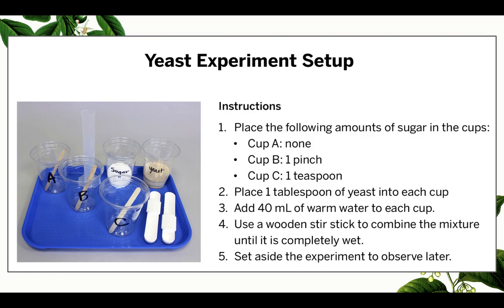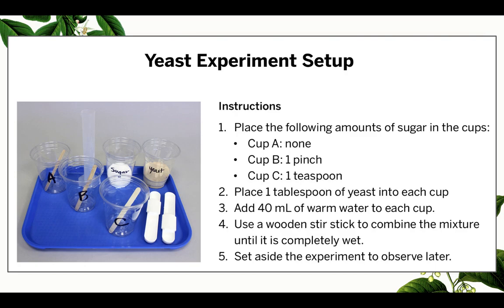The second step will be to place a tablespoon of yeast into each cup. Then I will add 40 milliliters of warm water to each cup, and then I will stir to combine the mixture until it's completely evenly distributed, and then we'll set it aside to watch the results for later. I actually recorded them as I was stirring at a 5-minute interval and at a 10 to 15-minute interval. So you'll be able to see the difference in those results.